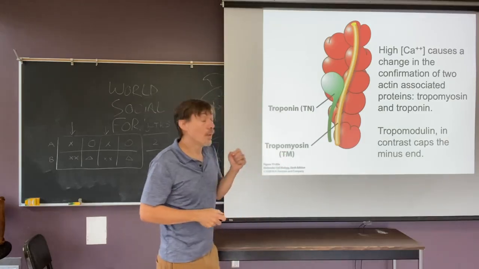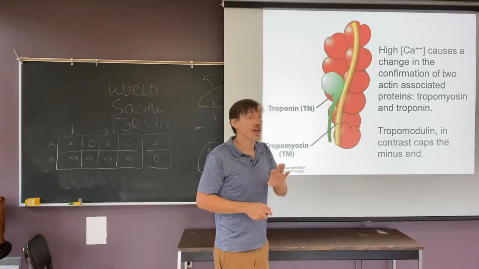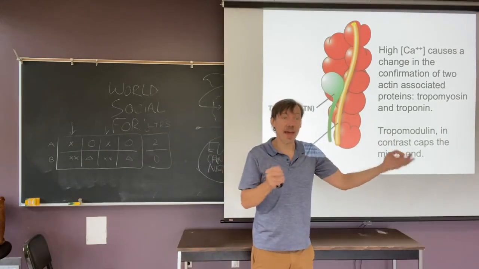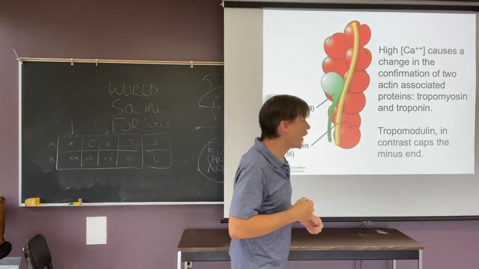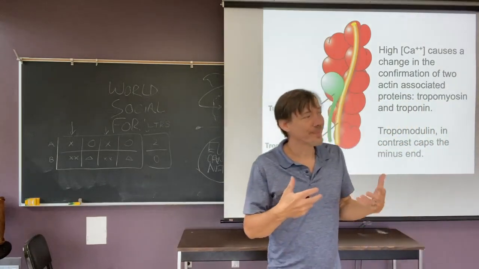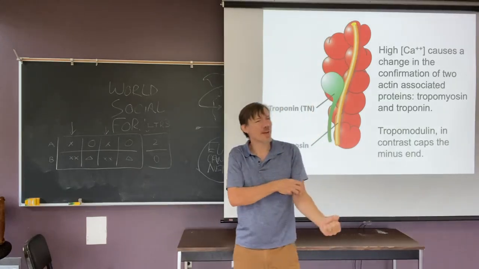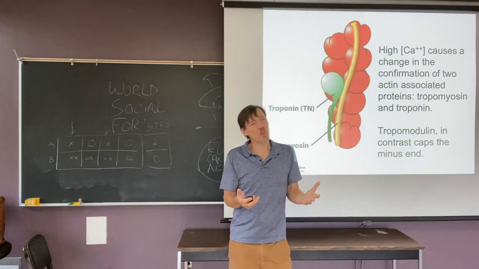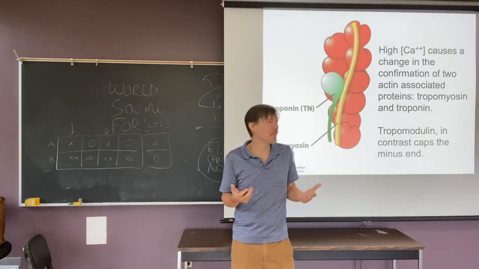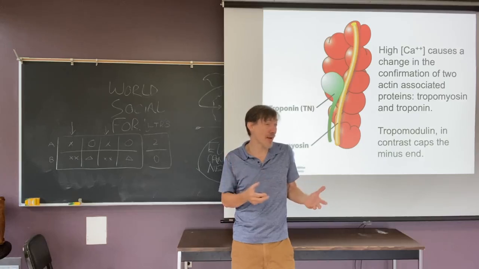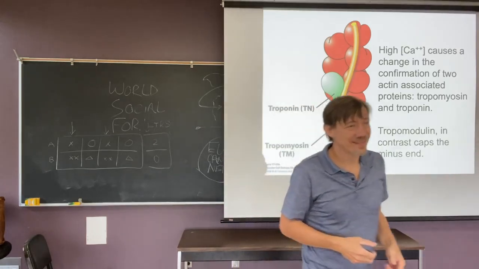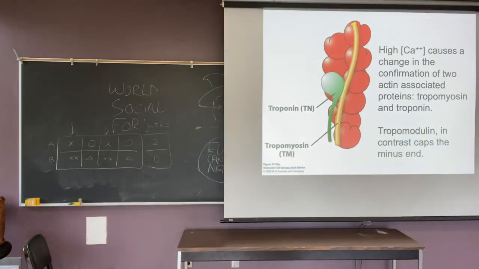How it does that is it causes a change in conformation of two proteins that are laying along the side of the actin filament. And if you think about it, if you want to drive muscle contraction, what would be the basic mechanism that you think cells would use? Do you think cells would want to directly turn on myosin 2? What are the options? Either myosin 2 or what?